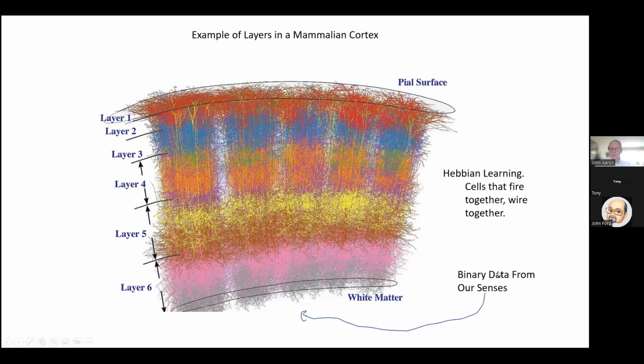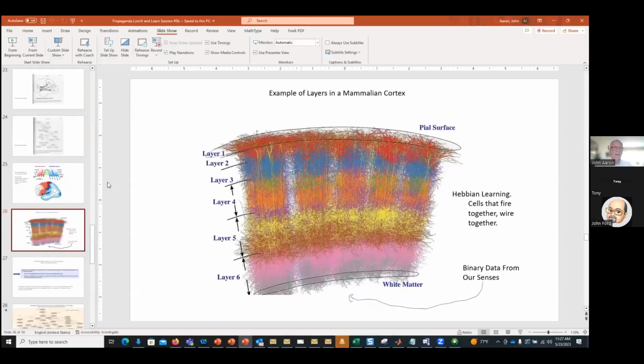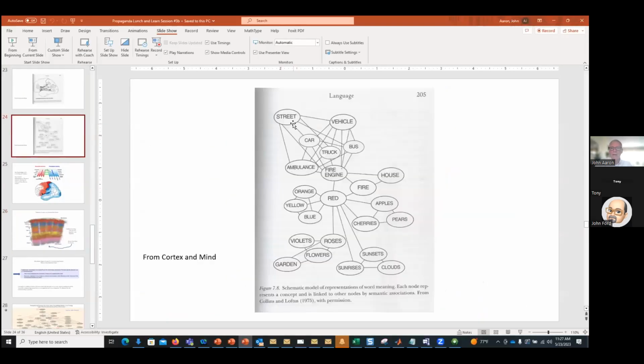So here's where you get your data from your senses. All your senses come in and drive here. And so you get this kind of interaction, and there's a thing called Hebbian learning, and that is cells that fire together, wire together. And that's how you get this relationship, with the frequency that's going on here.